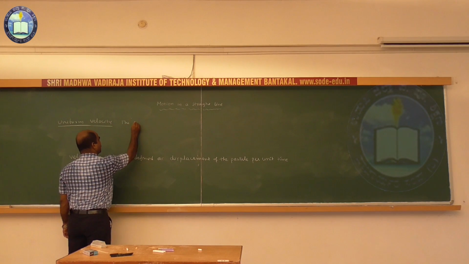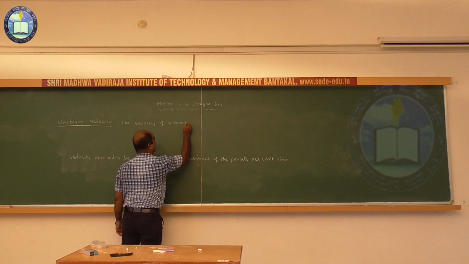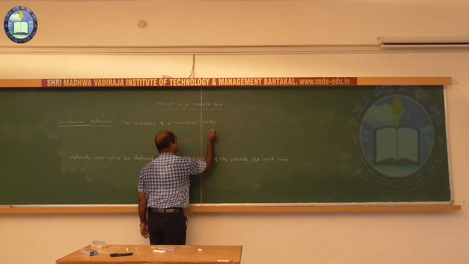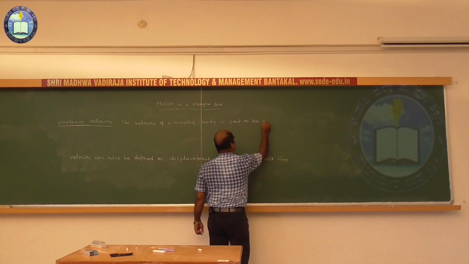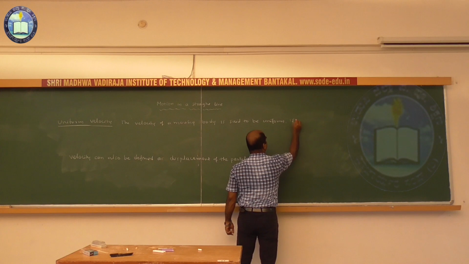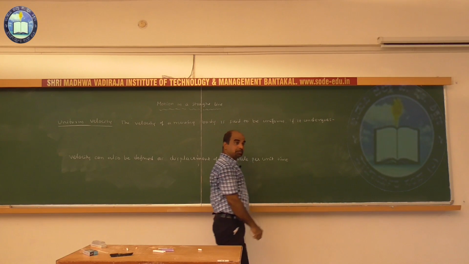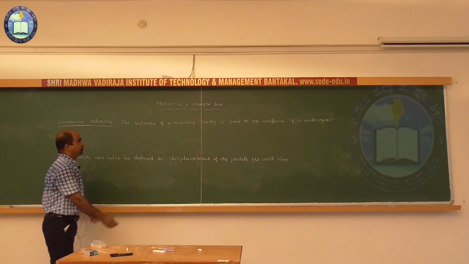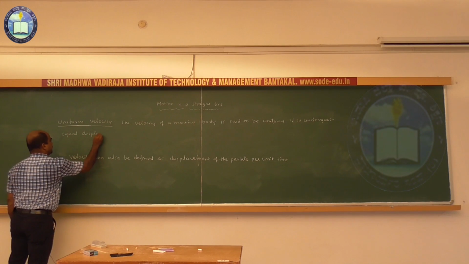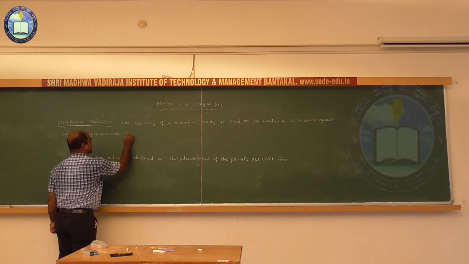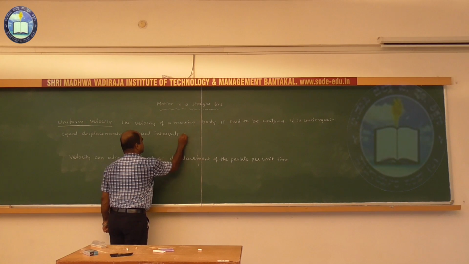Therefore, the velocity of a moving body is said to be uniform if it undergoes equal displacements in equal intervals of time.